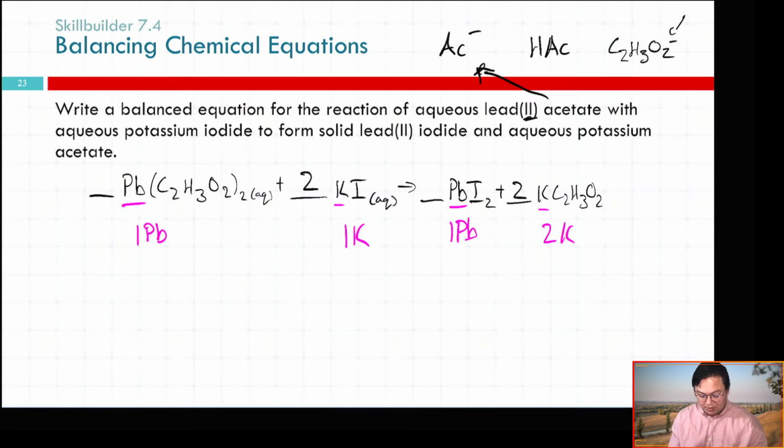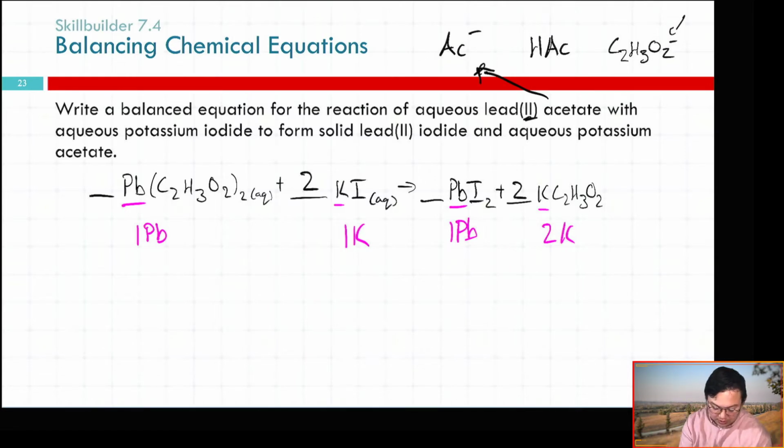The way these problems usually work out, you can get stuck in a loop. If you start balancing one thing and it changes another thing, and then you come back and change the initial thing, and you notice that your numbers keep going up and up and up, you're stuck in a loop, and you should reset and start by balancing a different element.